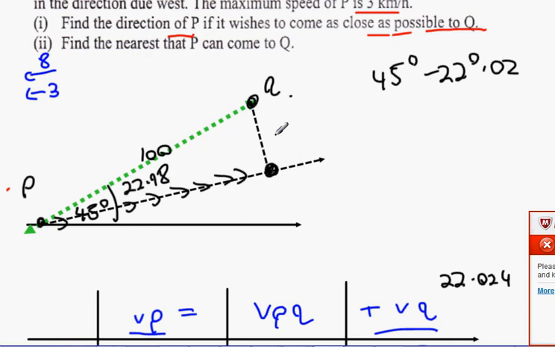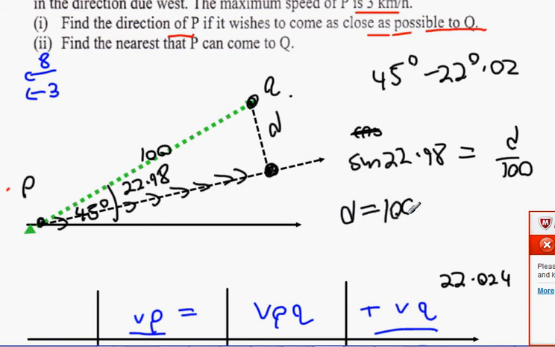That gives 22.98. Let's calculate distance D. Sine 22.98 equals D over 100, and D therefore is 100 sine 22.98, and what do we get? 39.04. 39.04 meters.